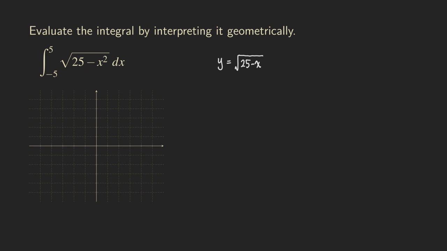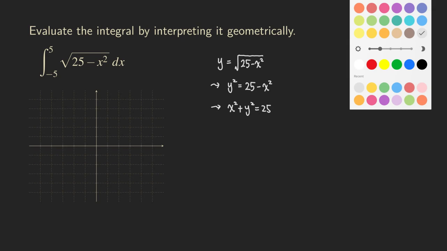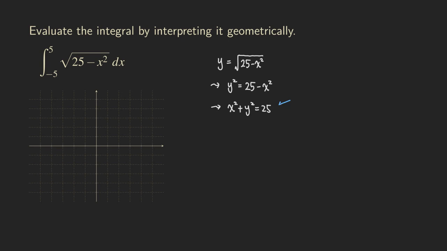25 minus x squared. So now if you look at this equation here, what kind of graph do we get from this equation? We can square both sides. If we square both sides, we get y squared is equal to 25 minus x squared. And then if you move this negative x squared to the left side, you get x squared plus y squared is equal to 25. So as you can see, this is actually a circle.